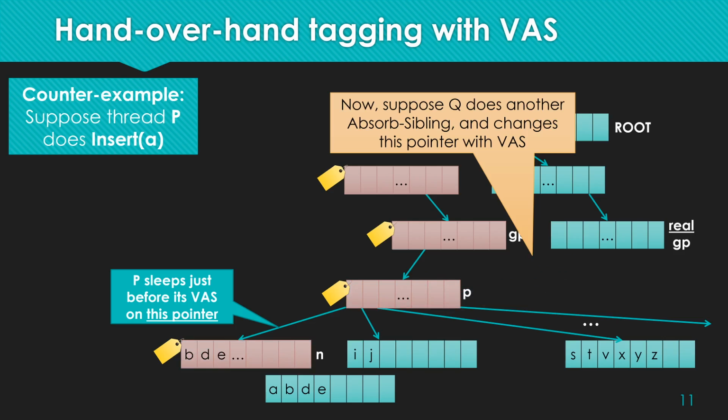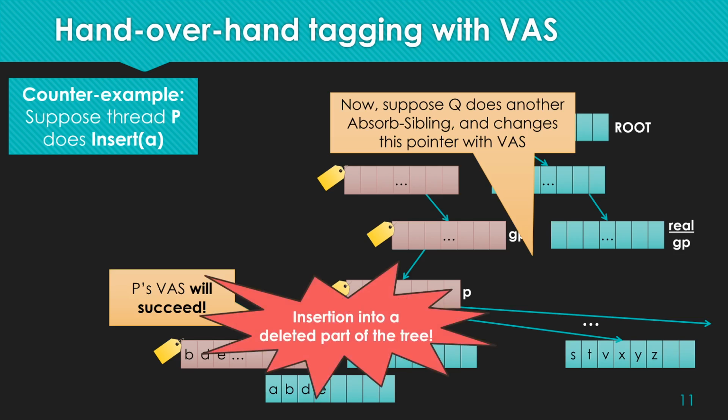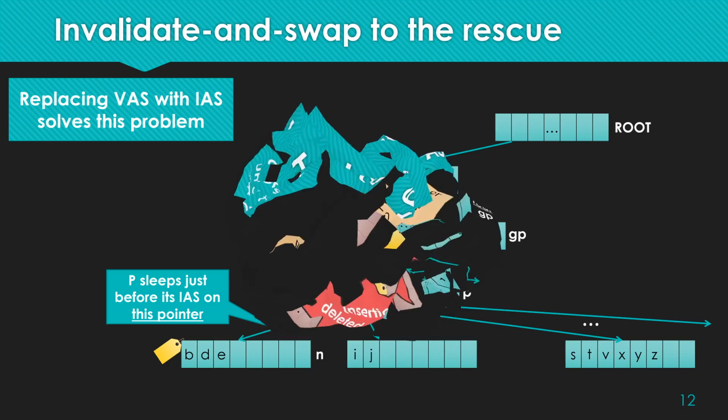So at this point, the node that thread P is going to modify with its VAS is deleted. So when P subsequently wakes up and does a VAS, it's going to succeed because that node has not changed. None of P's tagged nodes have actually been changed directly, and yet they're all deleted. So P is going to insert a new key into a deleted part of the tree. Okay, so that's wrong. So that idea doesn't work.